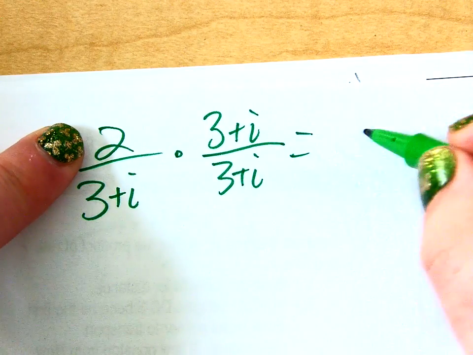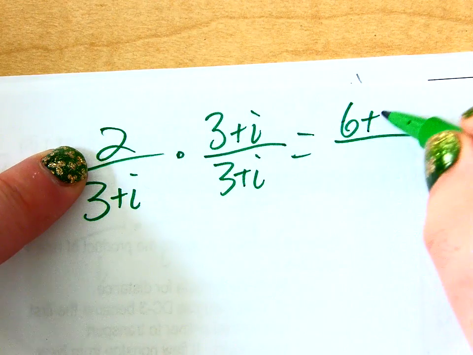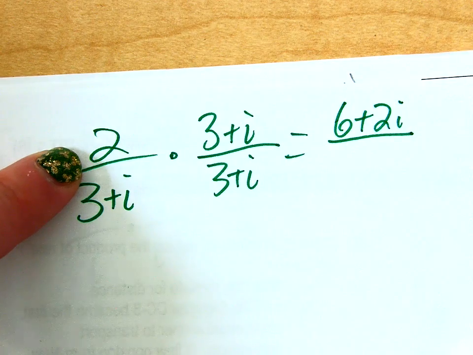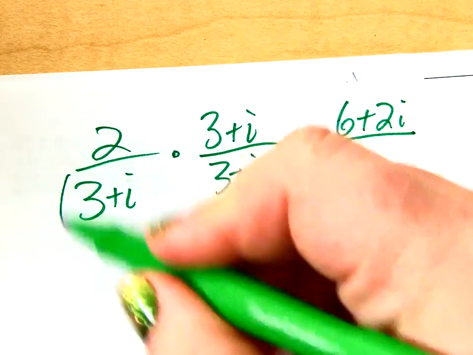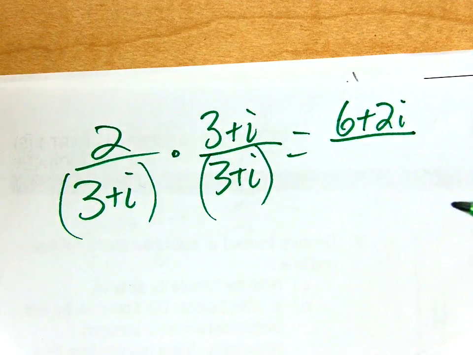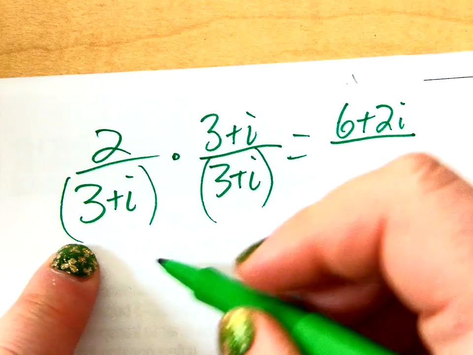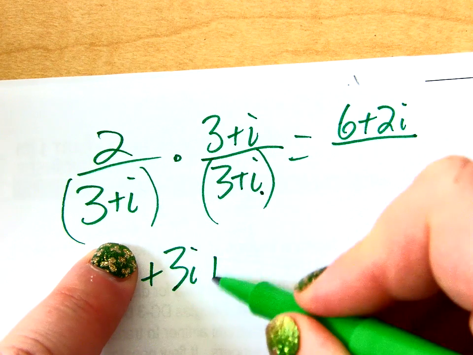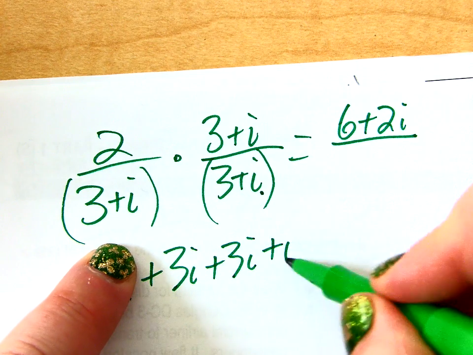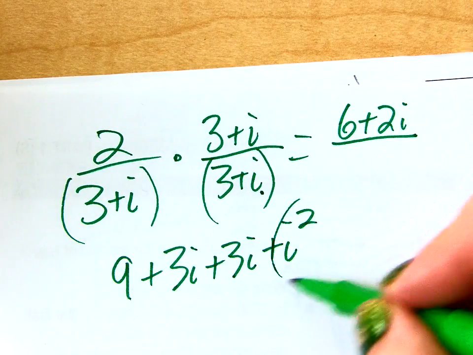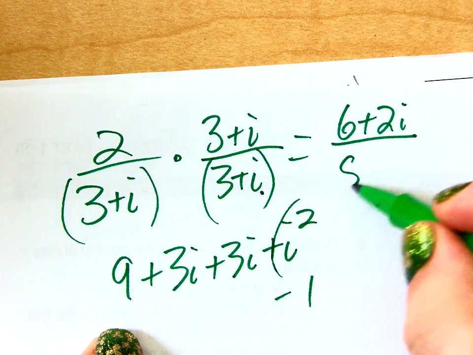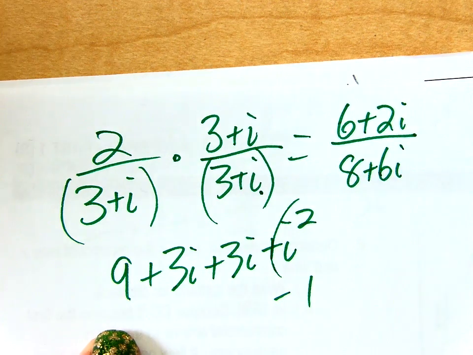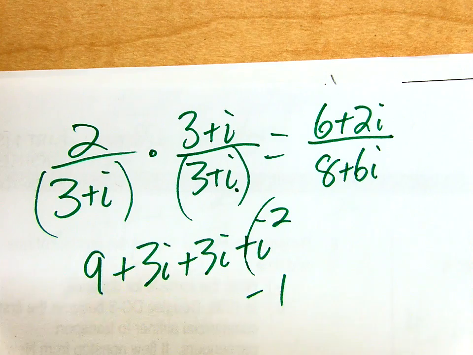So up top, I'm just going to distribute the 2. So it'll be 6 plus 2i. Agreed? On the bottom, that's a binomial times a binomial, so I'm going to have to FOIL that together. So first, outside plus 3i, inside plus 3i, last plus i squared. So that's a negative 1. So I get 8 plus 6i. Am I any better off? I still have an i in the denominator.